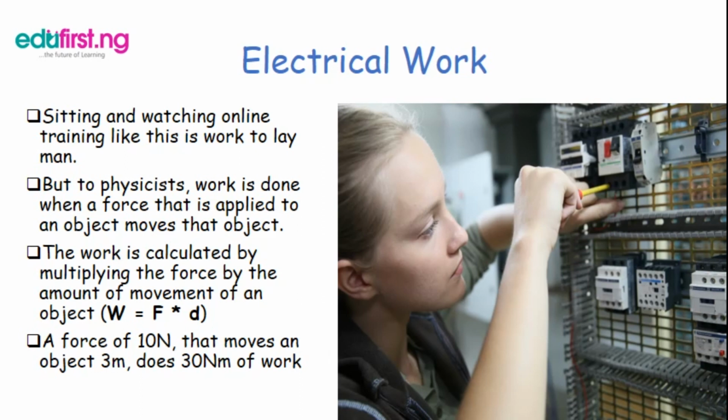Work is calculated by multiplying the force by the amount of movement of an object, which can be expressed mathematically as W equal to force times distance. Let's take a look at this example. A force of 10 Newton moves an object 3 meters. Thus, force times distance, that is 10 Newton multiplied by 3 meters, gives us a work of 30 Newton meter. We can also call it 30 joule.